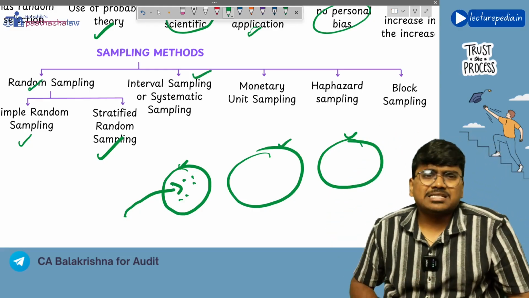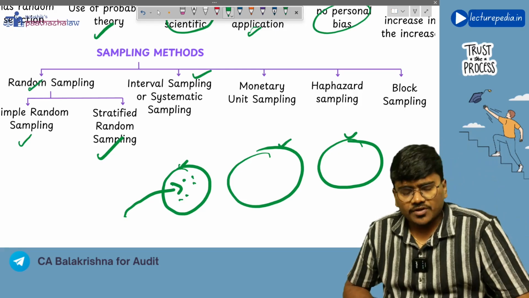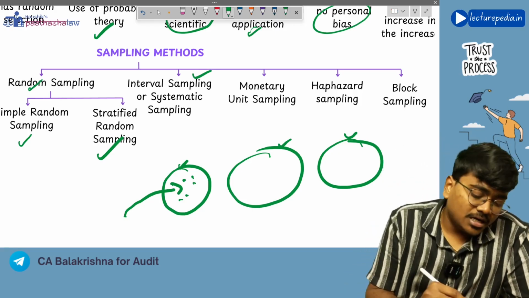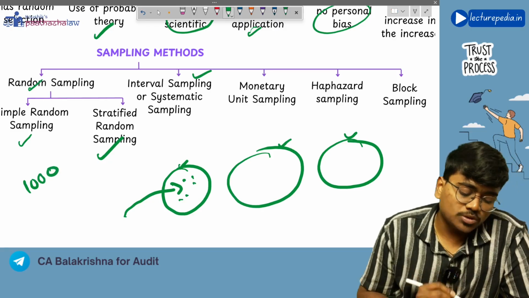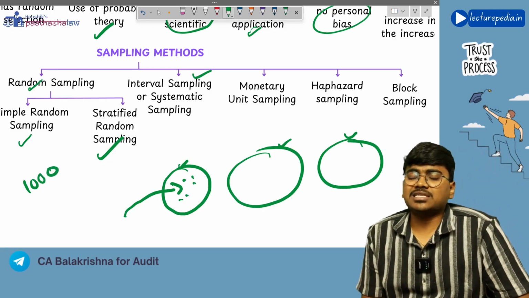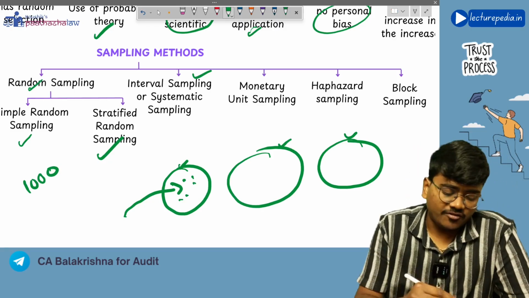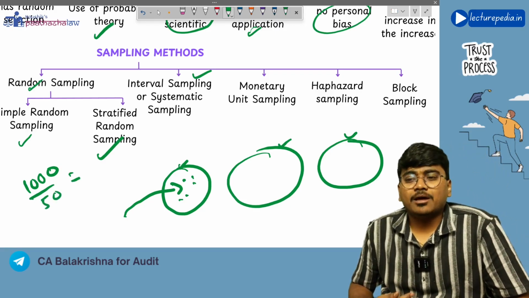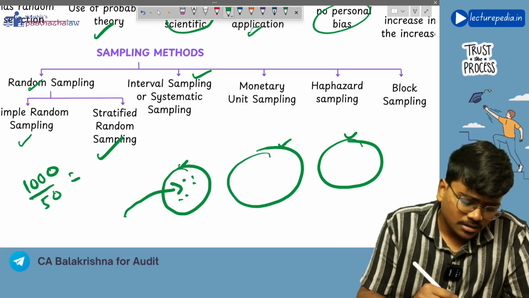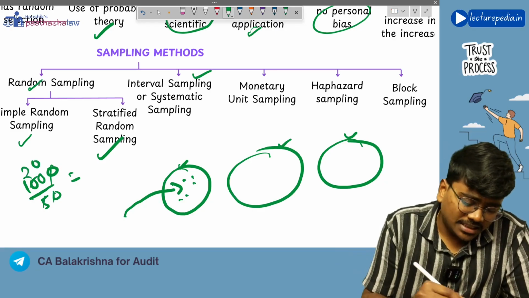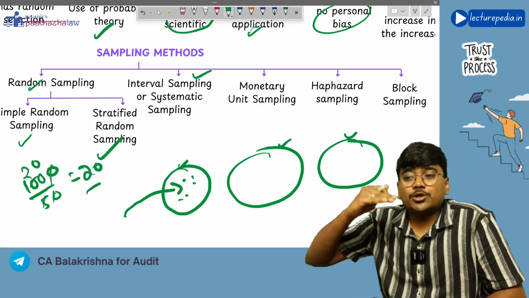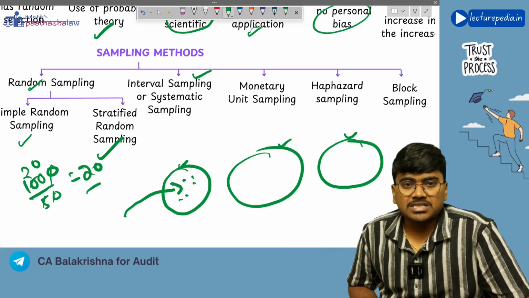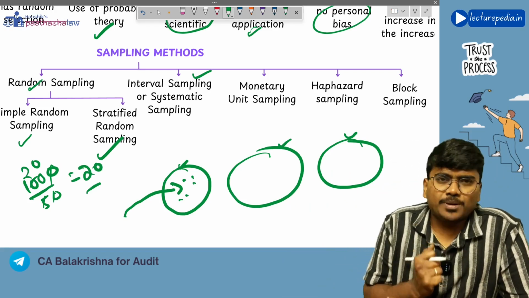Next, interval sampling or systematic sampling. In case of interval sampling, you will first of all calculate the interval. How will you calculate the interval? Let's say the total population is 1000 and you want to select a sample of 50. That is, the sample size is 50. So you divide 1000 by 50, and your sampling interval becomes 20, right? So every 20th item you will select as a sample. Understanding? This is how you will perform interval sampling.